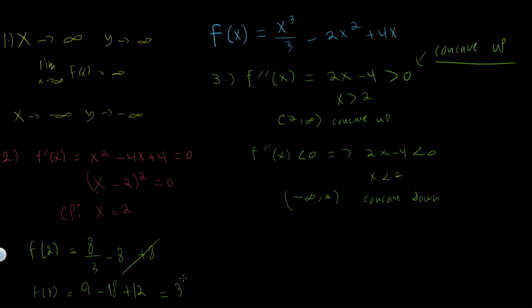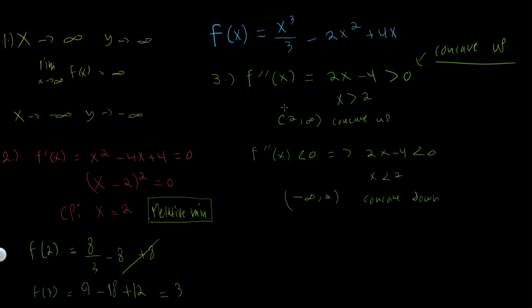Okay, so is f of 3 greater than f of 2? 8 thirds is less than 3, because 9 thirds would be 3. So that means f of 2 is less than f of 3. And if we check f of 1, we'll notice that it's also greater than f of 2. So therefore, f of 2 is a relative minimum. If that was a bit confusing, I encourage you to watch the relative minimum video, and that will help.